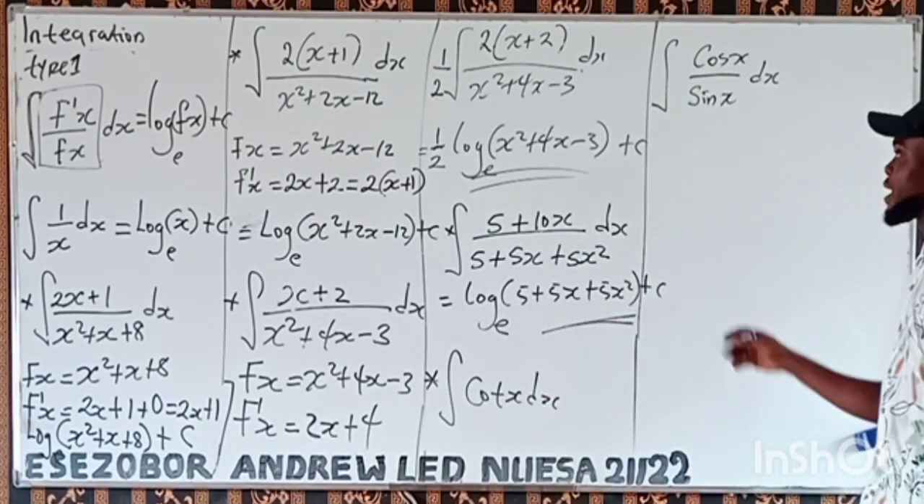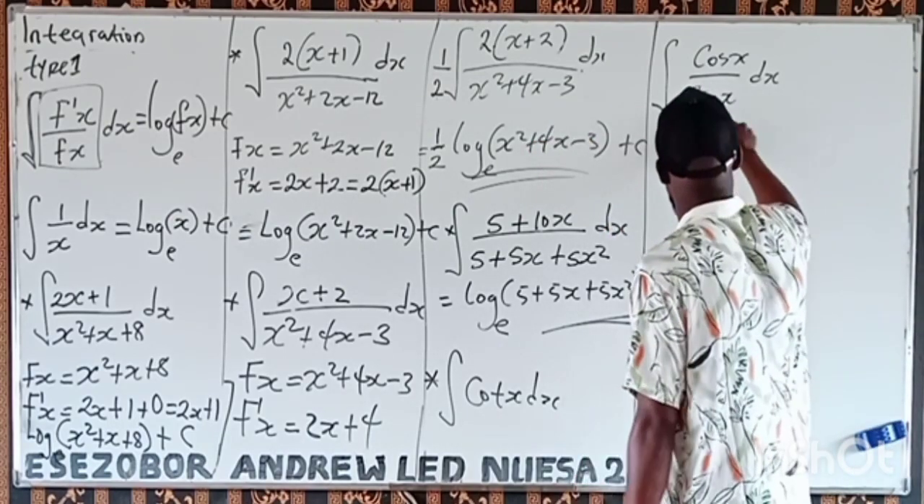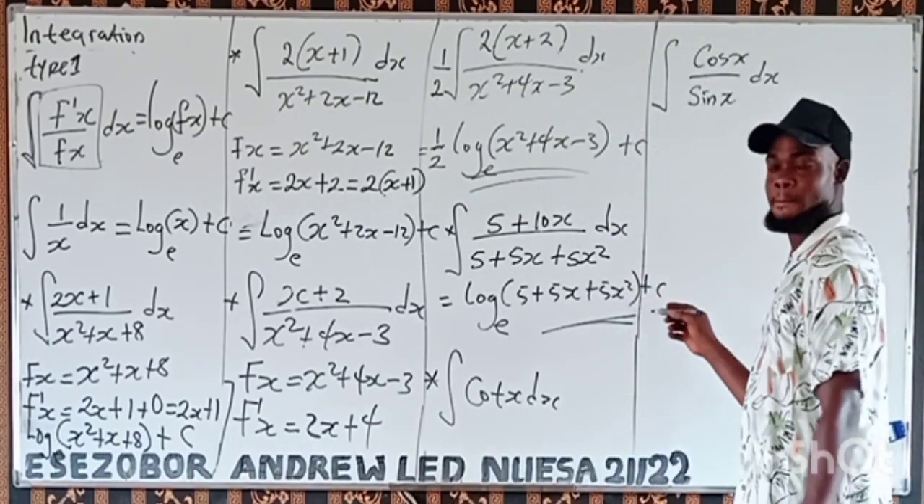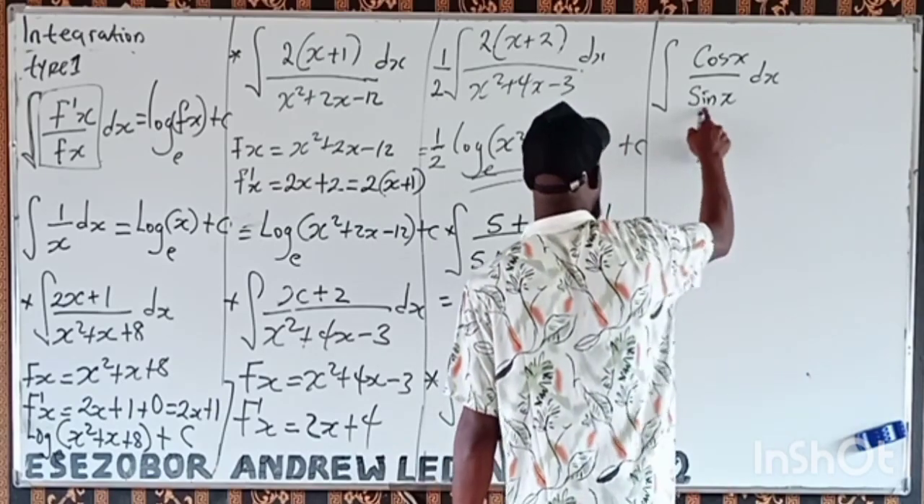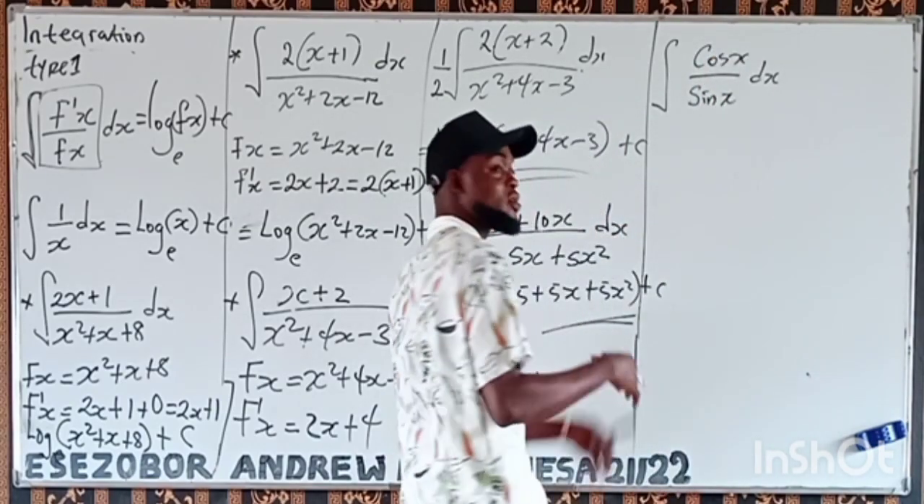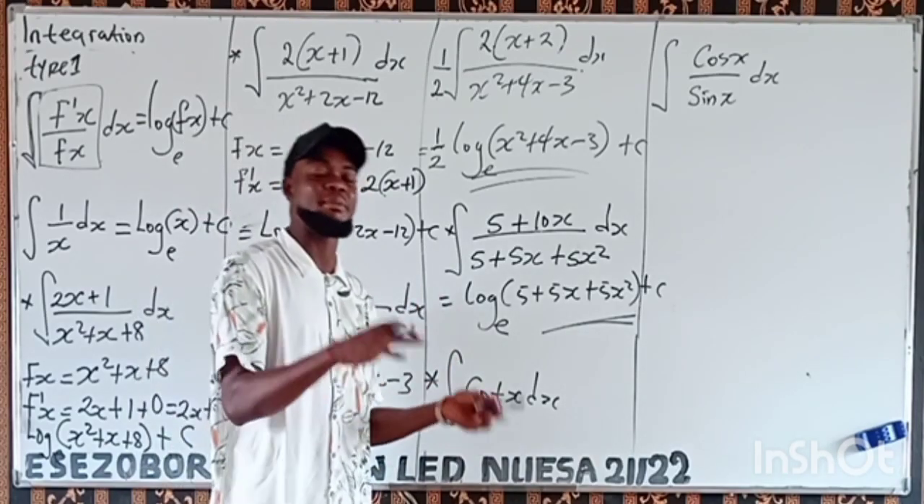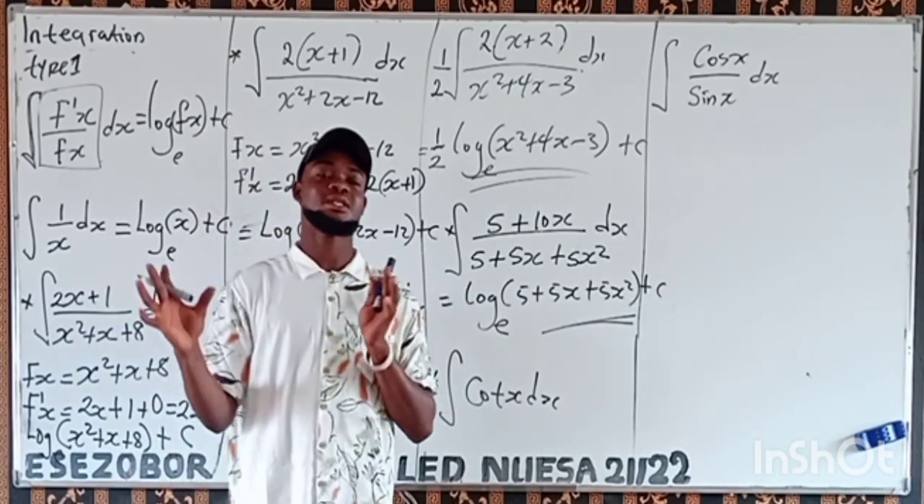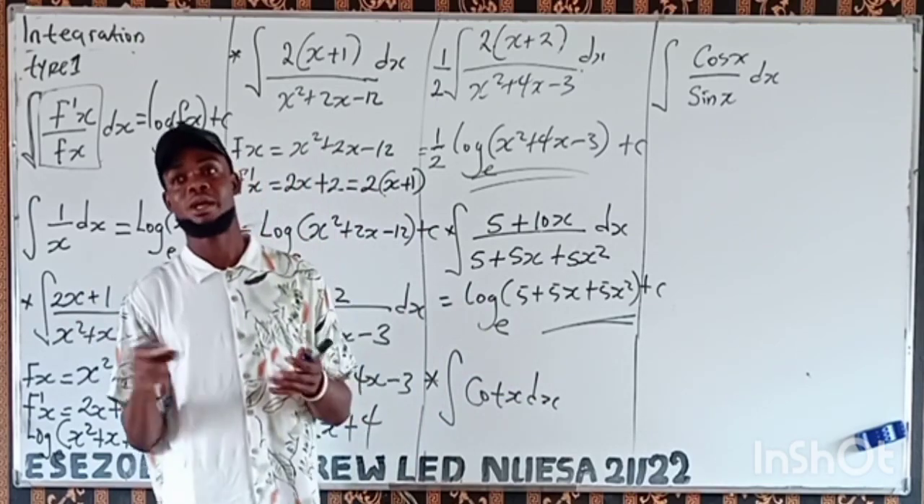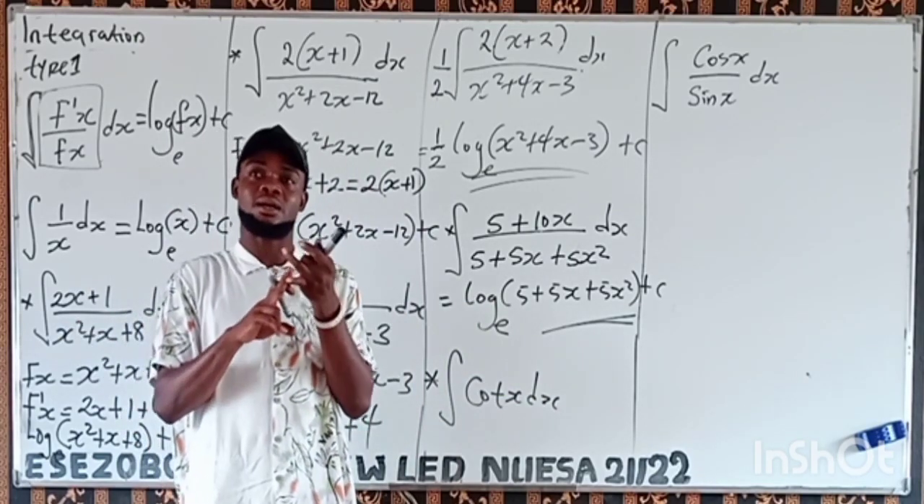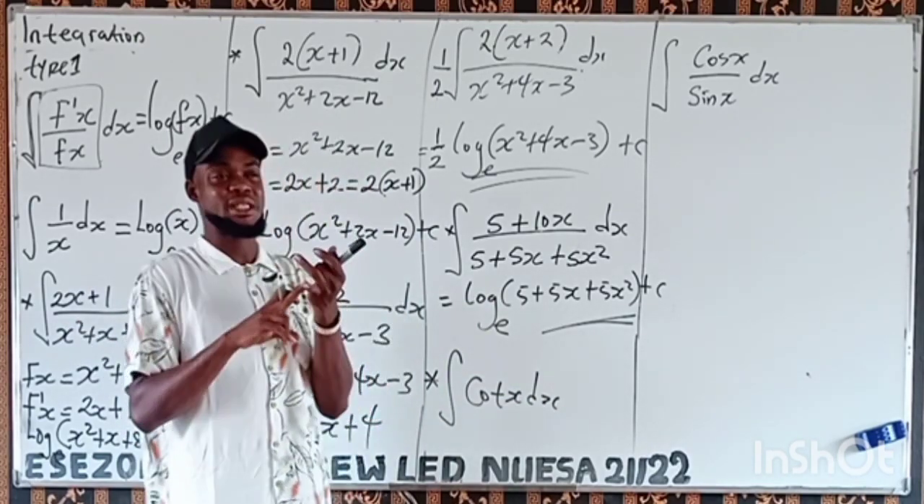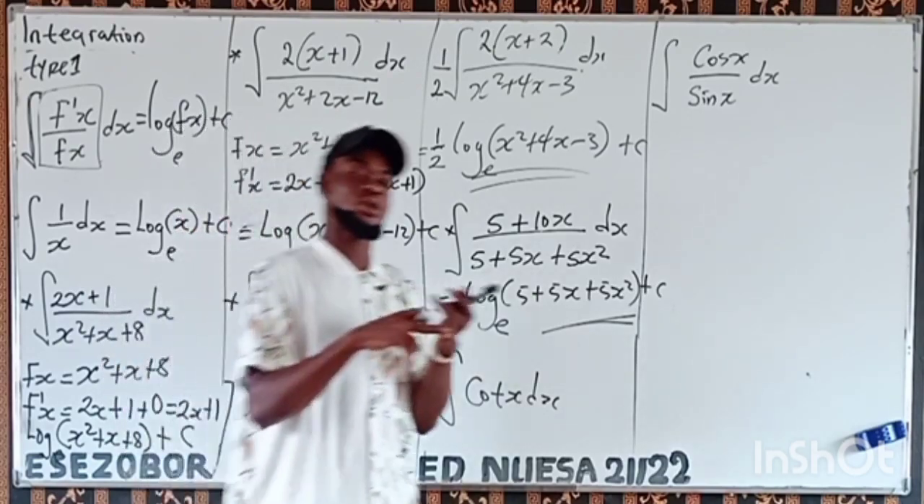You see? Then you check from this rule. If I differentiate sine x, will the answer be cos x? Check. If I differentiate sine x, the answer is cos x. If you differentiate cos x, the answer will be minus sine x. Don't mistake integration for differentiation. When you integrate sine x, the answer will be minus cos x.